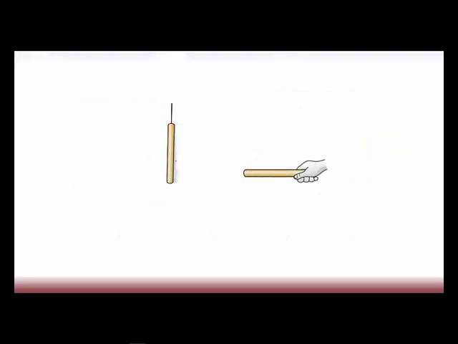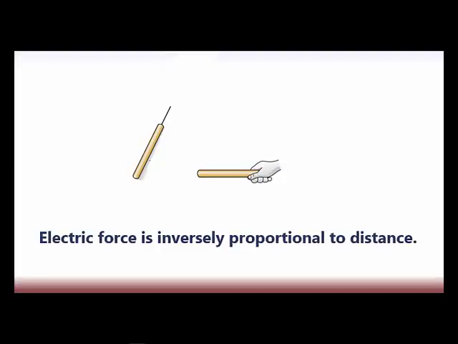In this first example, I don't bring the rod too close to the hanging rod and it barely moves. Then I bring the rod much closer to it and you can see that the force pushing it is greater. This leads us to our next observation, that the electric force is inversely proportional to distance. The closer you get, the greater the force. The further away, the less the force.